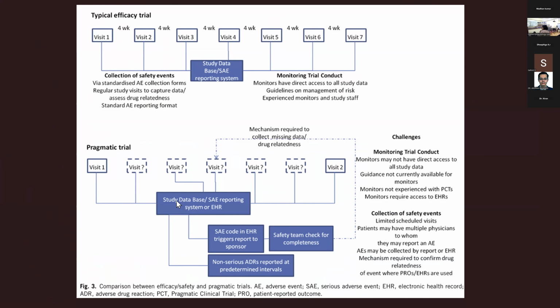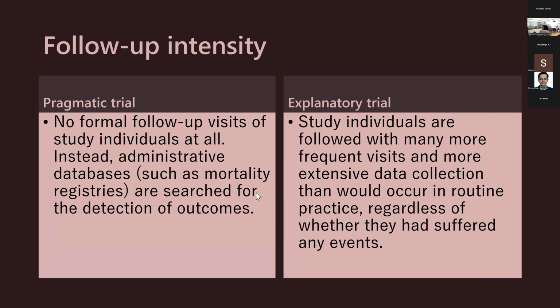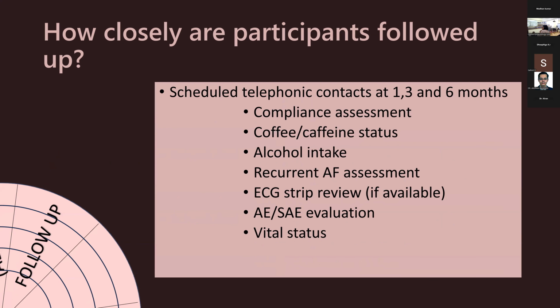Whereas in a pragmatic trial, they are randomized at visit 1. Sometimes they have a follow-up visit, sometimes they may not have the follow-up visit. The downfall of that is that adverse events or the recurrence of an event might not be strictly captured in this setting. So for follow-up intensity, the pragmatic trial will have follow-up as close as possible to usual care, and an explanatory trial will have a stringent follow-up with more frequent visits and extensive data collection during that time.